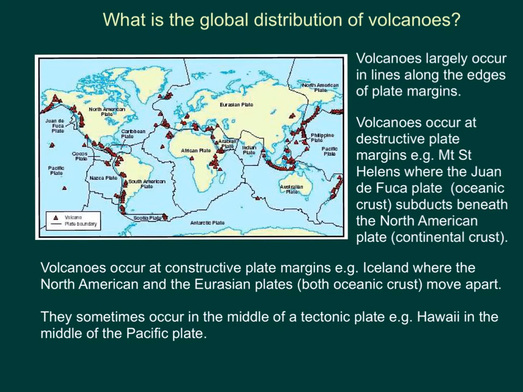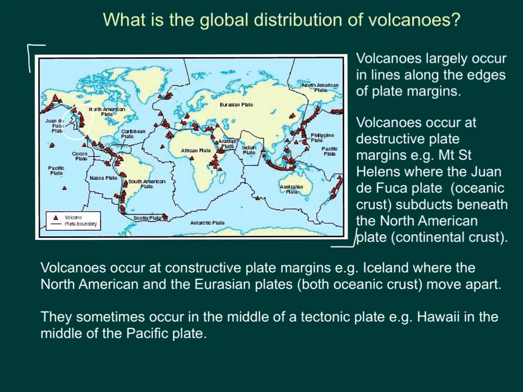So moving on to the global distribution of volcanoes, we have a map here documenting where the volcanoes are occurring in our world, and they are represented by triangles, and we can see that volcanoes largely occur in lines along the edges of plate margins. The plate margins are shown by the red lines that are breaking up this map. They occur at destructive plate margins, for example, Mount St. Helens, where the Juan de Fuca and the North American plate collide. This is where you have oceanic crust subducting beneath continental crust. So that's a destructive plate margin.